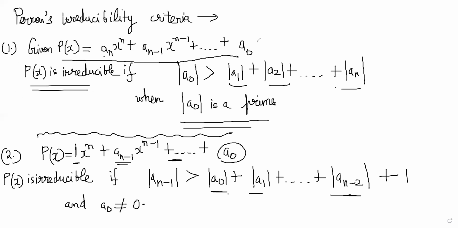So that is irreducible if the last term's mod is greater than every other term's mods, the sum of all of them, and a naught's mod is also a prime. So it might be tricky and confusing right now, but we will solve some problems with it as we go along, and we will see how this solves many questions.